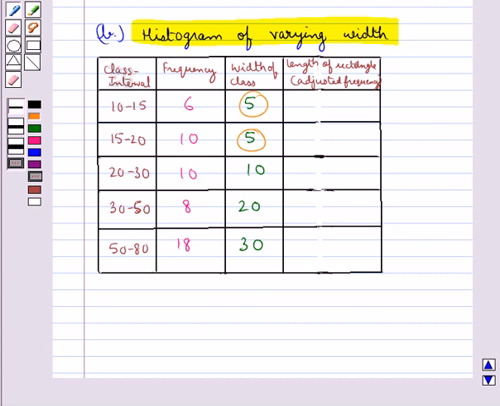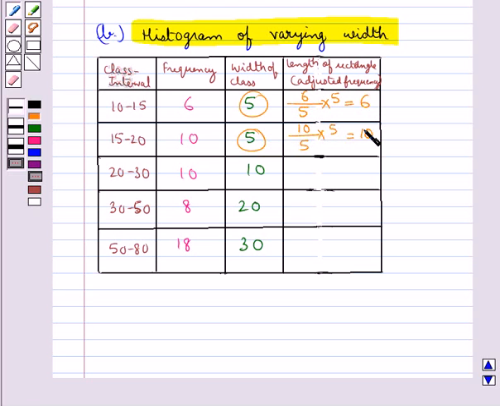This is given by the frequency of the given class interval. For the first class interval, 10 to 15, the frequency is 6 upon the class size, that is 5, multiplied by the minimum class size, which is 5. This is equal to 6. Now for the next one, it would be frequency, that is 10, upon the class size, that is 5, multiplied by the minimum class size.